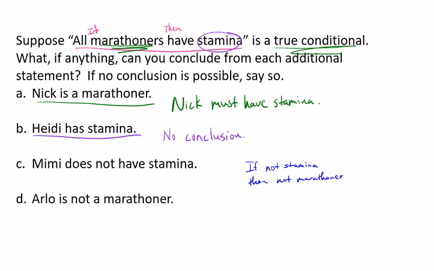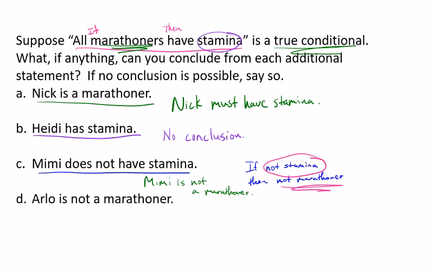All right, once again, excuse the shorthand there. But that's what's happening here. Mimi does not have stamina, right? So the hypothesis of the contrapositive is true. And so that means that the conclusion must be true. So that means that Mimi is not a marathoner. Okay, so that's how you can use the contrapositive to make a conclusion.